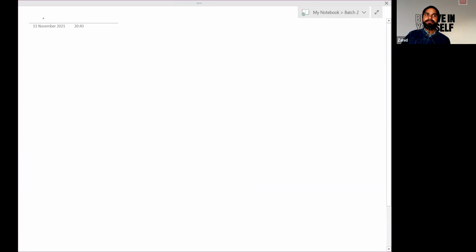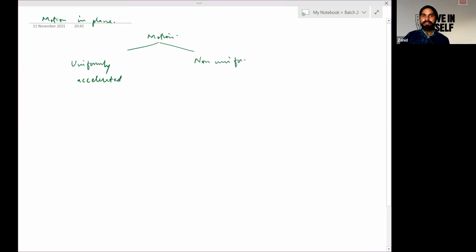Next is motion in a plane, or two-dimensional motion. We may divide this motion into two parts. First is called uniformly accelerated, and second is called non-uniformly accelerated.